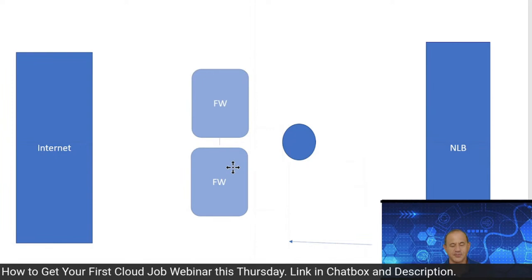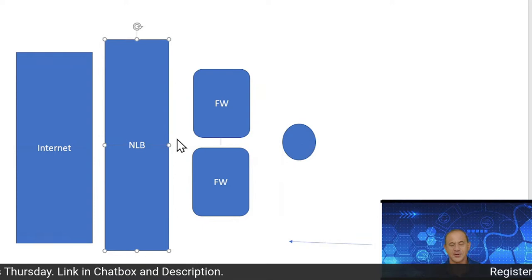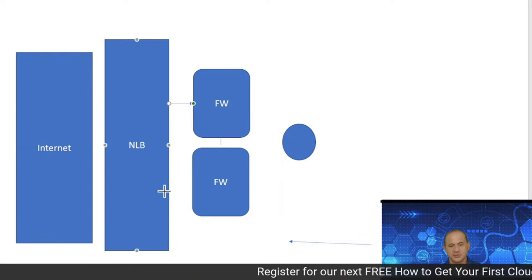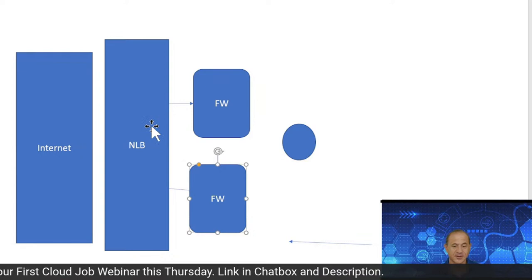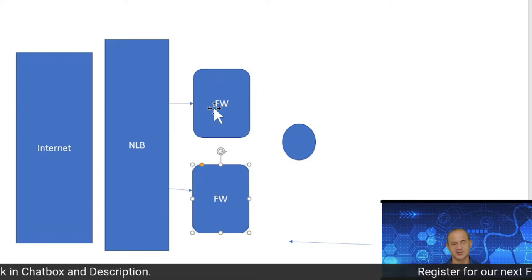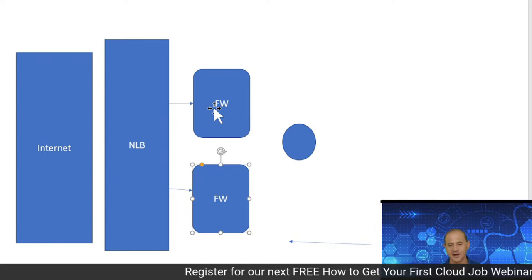So now look at it this way. If we took the internet and now we took a load balancer, and the load balancer balanced between these two firewalls. If this firewall were to go away, remember what the health checks of load balancers do. Are you there? This firewall says, I'm here. So right now the network load balancer, gateway load balancer, doesn't matter. Firewalls, are you there? The firewall on the top says, I'm here. The firewall on the bottom says, I'm here. Again, the top says, I'm here, and the bottom says, I'm here.